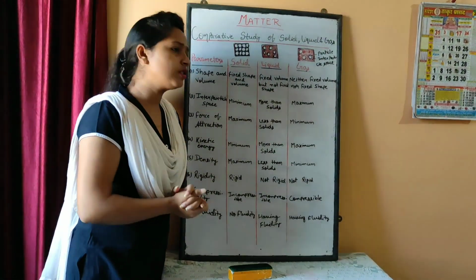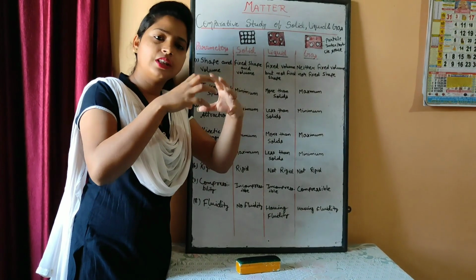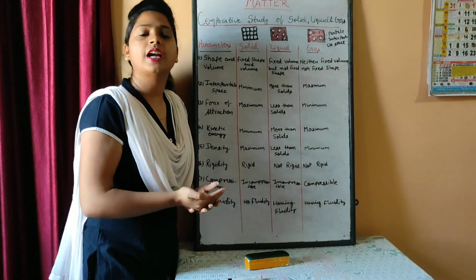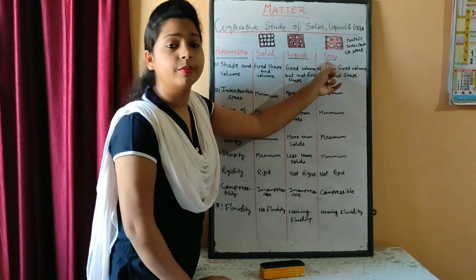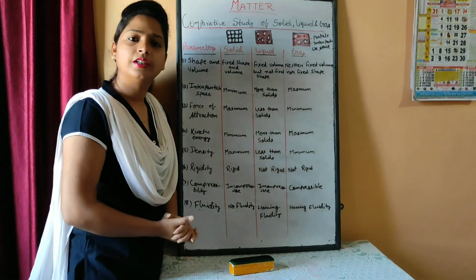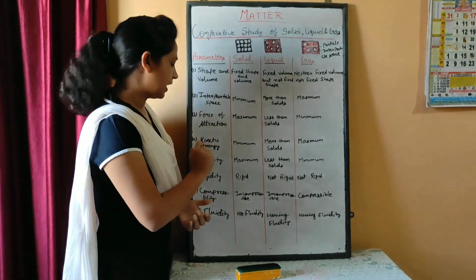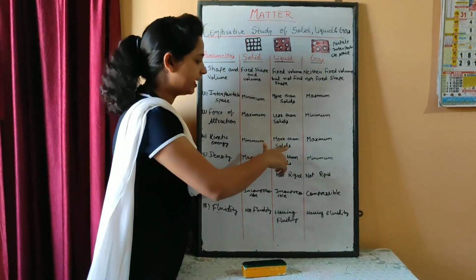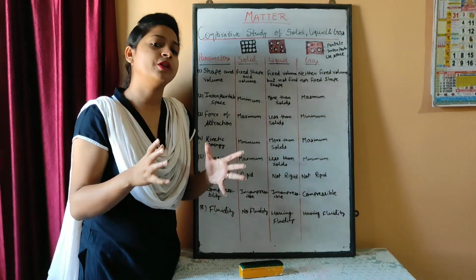What does it mean? It means the particles have slight chances of movement. Since the gap is more, they can move from one space to another. And since the movement is more, the kinetic energy is also more than the solid state. When we are talking about the gaseous state, the kinetic energy is maximum. So we can say that the kinetic energy of the solid state is minimum, the liquid state is intermediate, and the gaseous state is maximum because of the maximum chances of movement of the particles.